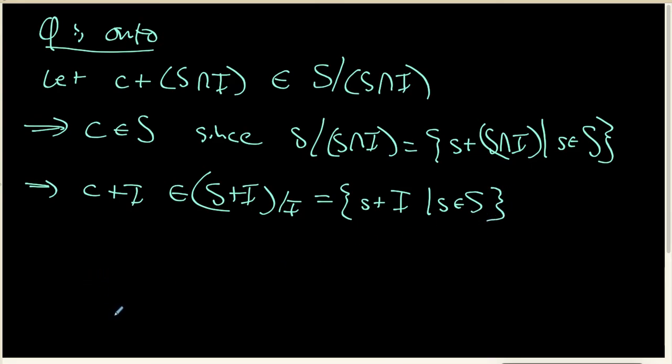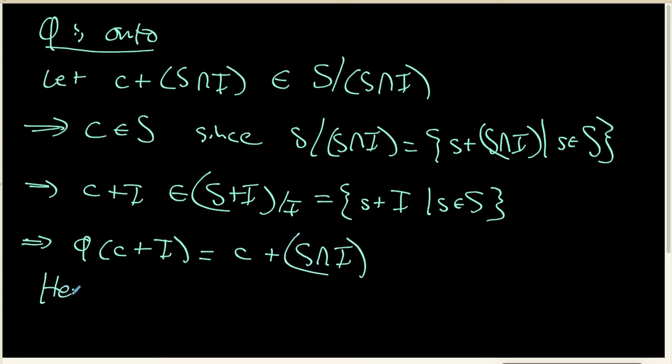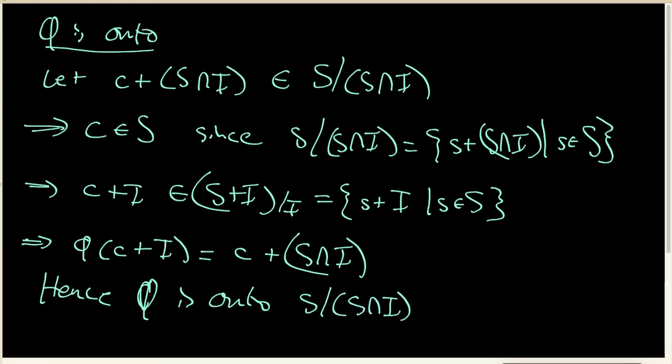And since c plus I belongs to the quotient ring S plus I mod I, that says we can do the following. We can feed it to phi. But phi of c plus I is just going to be c plus S intersect I. And that's enough to say phi is onto its target ring of S mod S intersect I. So onto is done.